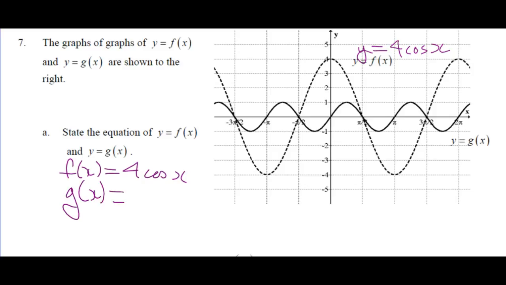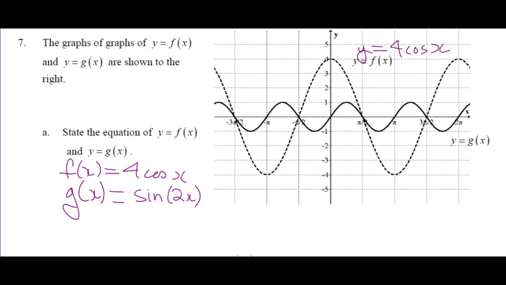What's g of x? Okay, amplitude is 1, midline is 0, right? A is 1, D is 0. Period is pi. So B is 2, right? 2 pi divided by pi. So B is 2. It's an unshifted sine, right? So given the choice, what is that? The sine of 2x?